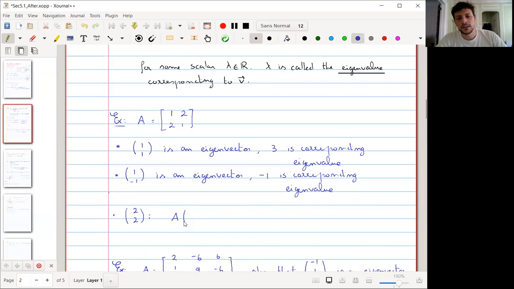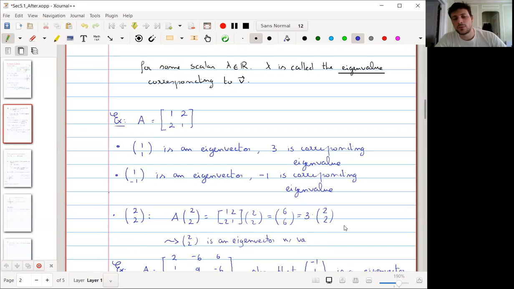Well, if I multiply (2, 2) by the matrix A, [1, 2; 2, 1], I get (6, 6), which is 3 times (2, 2). So this tells you that eigenvectors are not unique, because (2, 2) is an eigenvector with eigenvalue 3. So it's another eigenvector with the same eigenvalue 3.